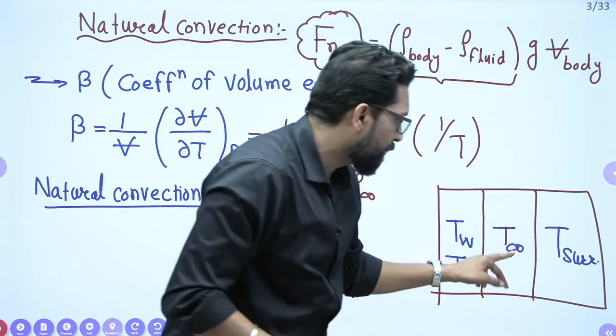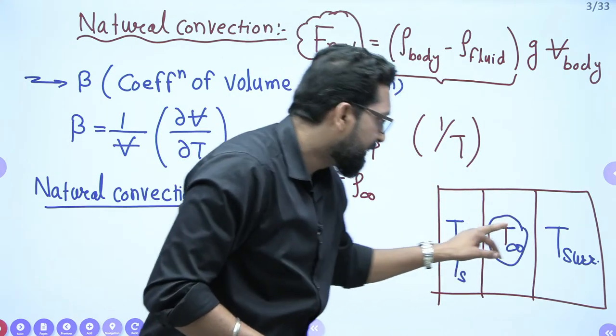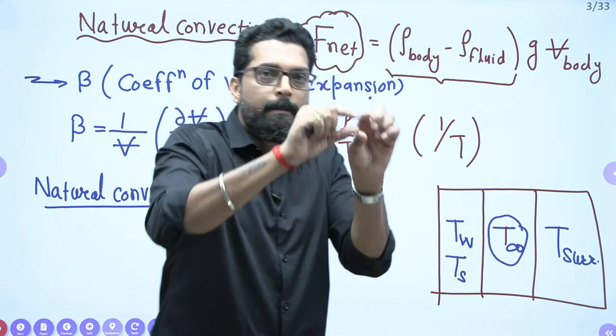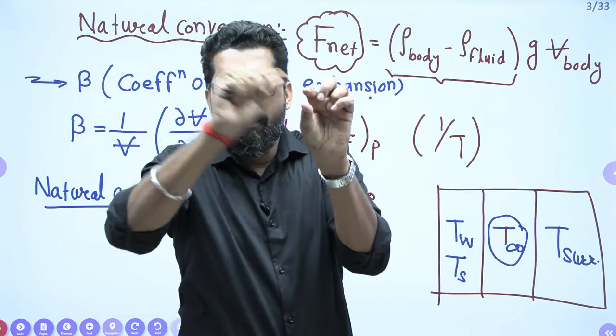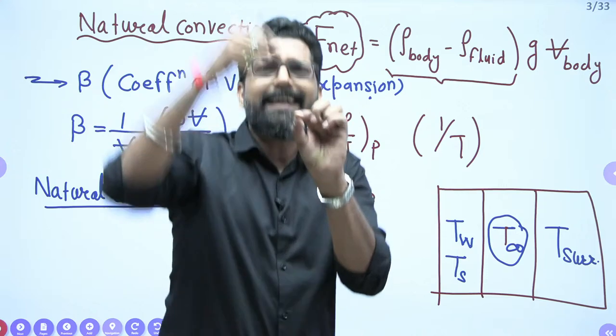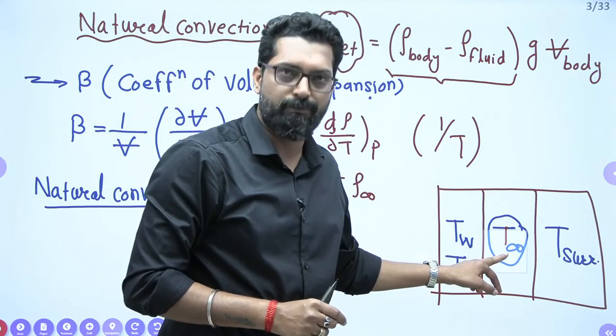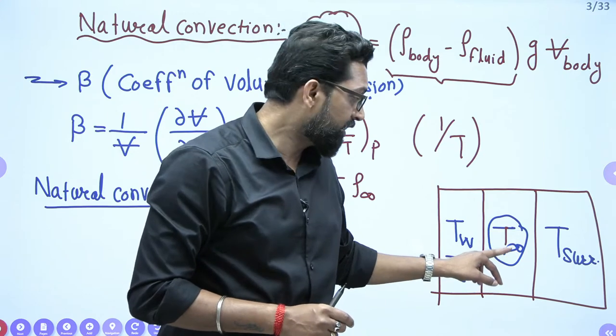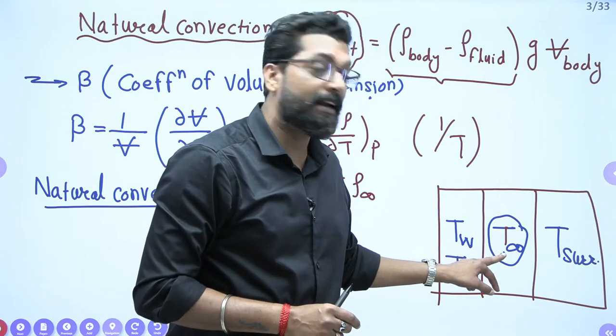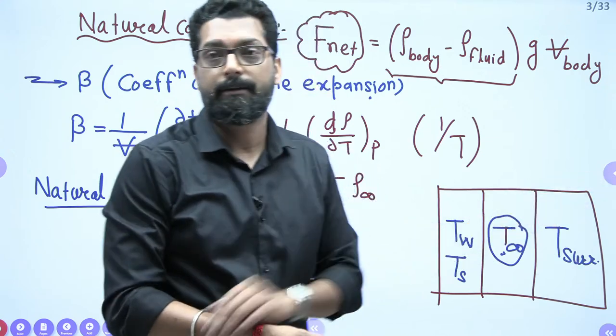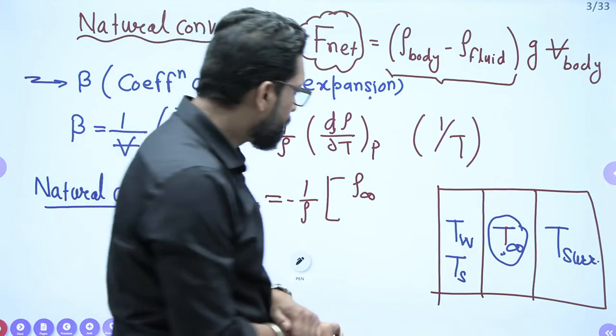But this infinite temperature is immediate to the surface. That means when a boundary layer develops, above that boundary layer there is a free stream temperature or free stream velocity. That means this temperature is nearer to the plate, but this temperature is far from the plate. It is like that, okay?